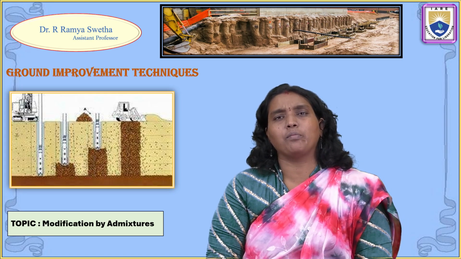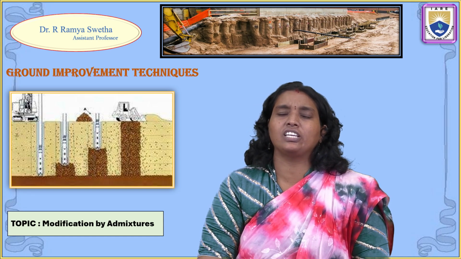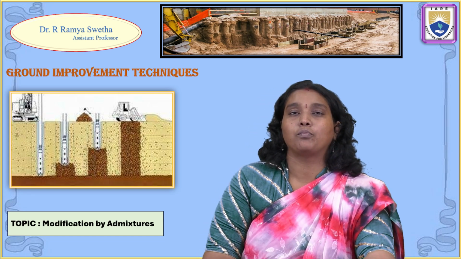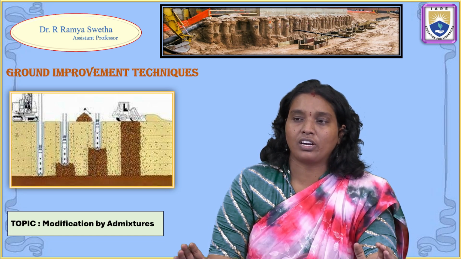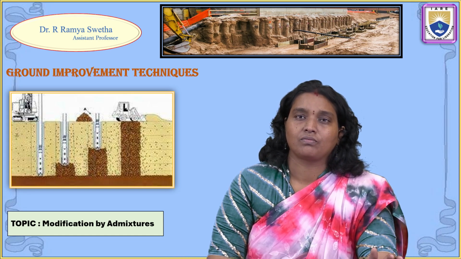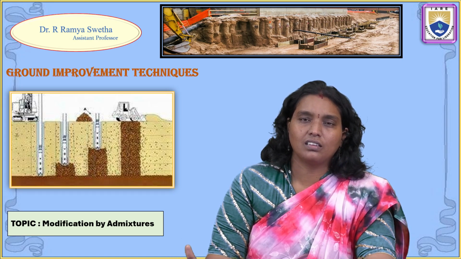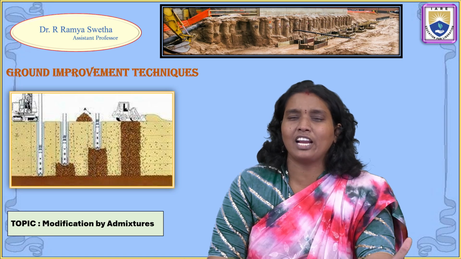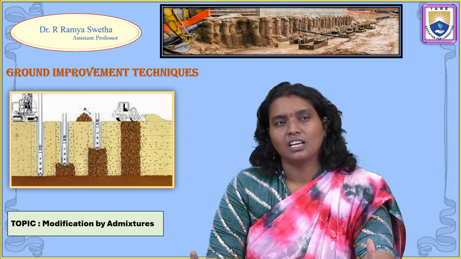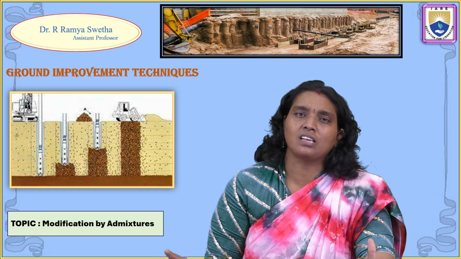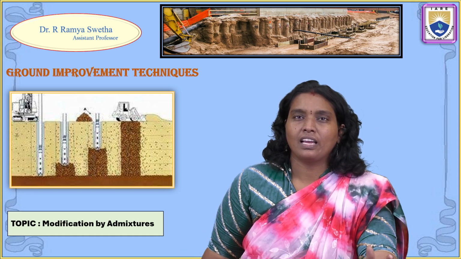Today our topic is modification by admixtures. In physical and chemical admixtures, we are using some admixtures for modification, required from a physical and chemical point of view, for better ground improvement for the construction work. What are the properties required for better understanding and better results for the construction work, and what are the desired properties we are going to get for modifying the soil properties? For that modification, we are using some of the admixtures. So this comes under modification by admixtures.